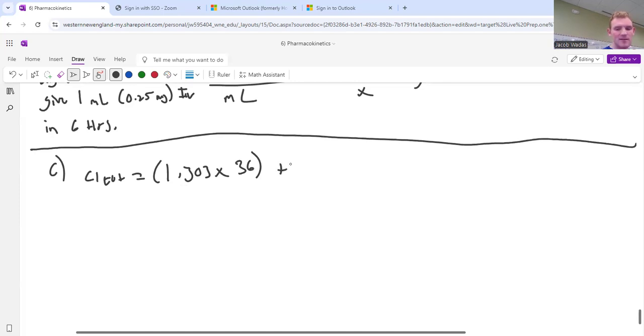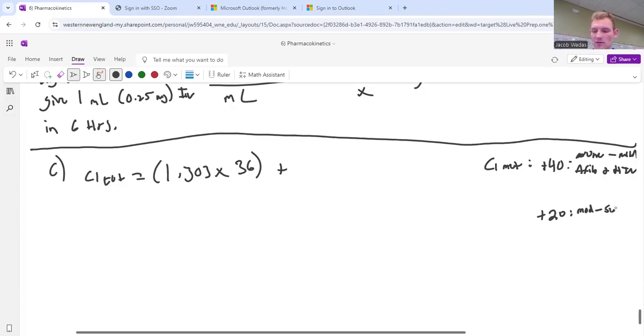Plus CL met. For CL met, this is the clearance of metabolism. For patients with none to mild heart failure, it's going to be plus 40. None to mild includes AFib and hypertension. You're going to do plus 20 if they have moderate to severe heart failure.